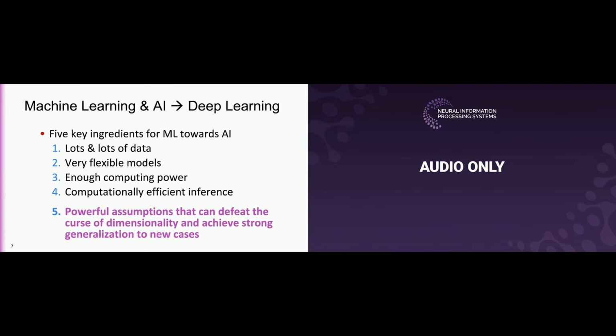The fourth point maybe is less obvious, but in general probabilistic machine learning, even if you have knowledge, answering new questions might be intractable. But with neural nets, somehow we are able to make computationally efficient inference by training the system to answer the questions we are interested in. And then there's this thing about this compositional structure I've been talking about, which more generally you can think of as inductive biases or assumptions that can defeat the curse of dimensionality and achieve strong generalization to new cases. Okay, so that's what I really learned in the first 15 years of my journey.